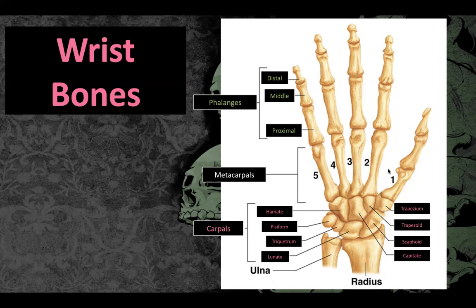So just keep in mind those numbers. It starts with the thumb and goes all the way to the pinky, 1 to 5. And then, of course, the proximal, distal, and proximal, middle, and distal phalanges. Those are self-explanatory as long as you know your anatomical directional terms.